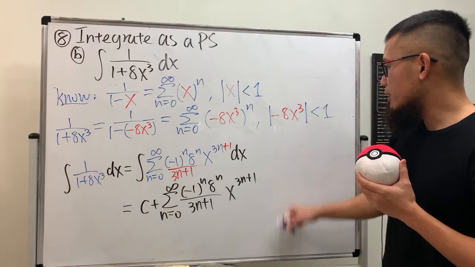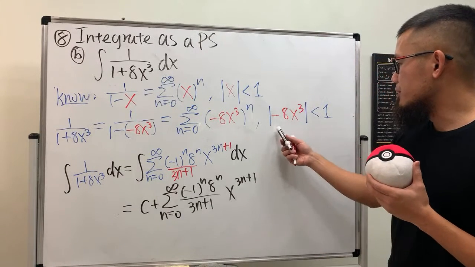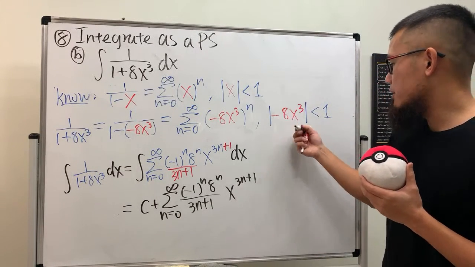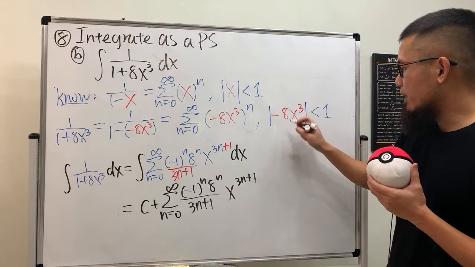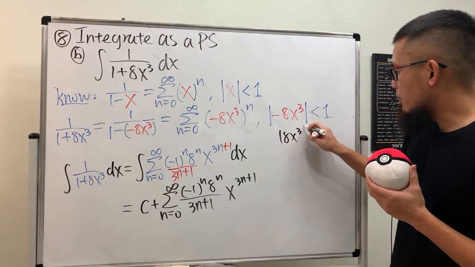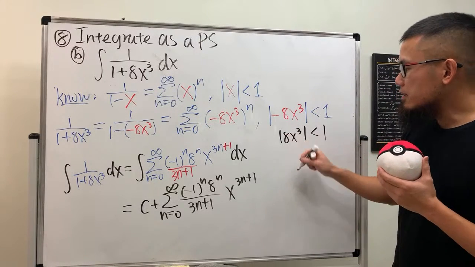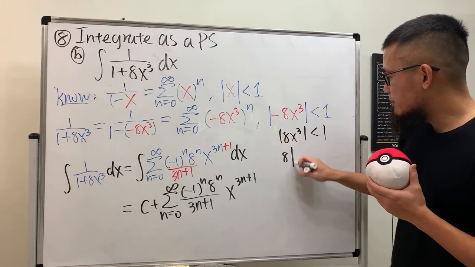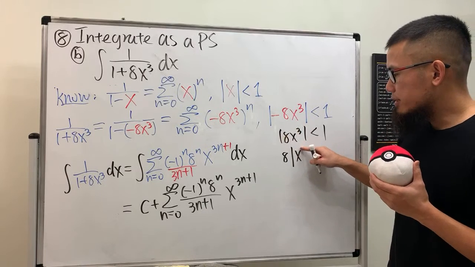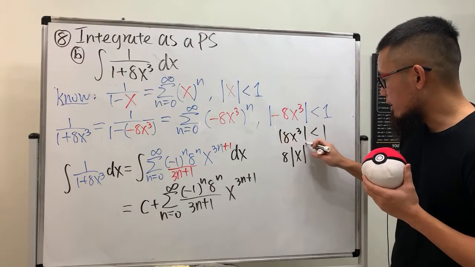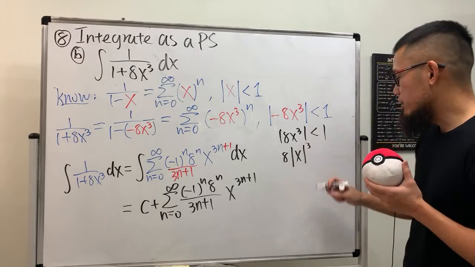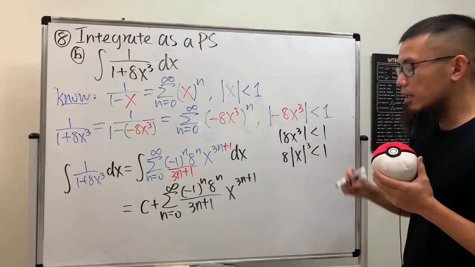However, we still have to find the radius. And right here, you see, the absolute value of negative doesn't matter. So we just have the absolute value of 8x to the third power, that's less than 1. This is the same as saying 8 times the absolute value of x, and you can put the third power inside, or you can also do it on the outside. We went over this in class. This is less than 1.